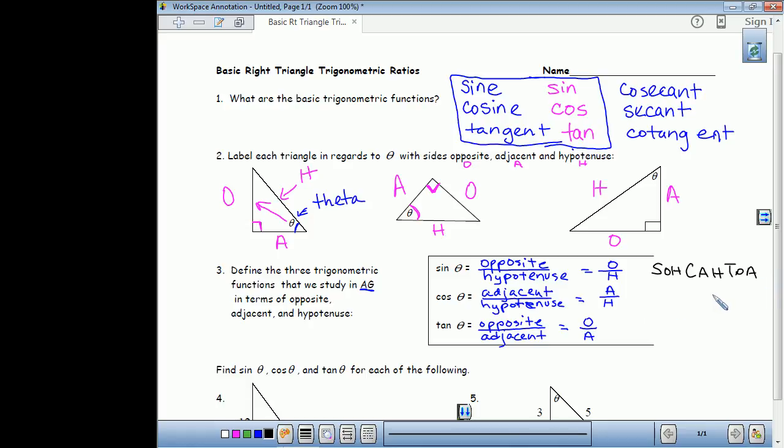So what I'd like you to do is at the top of every paper you get, write SOHCAHTOA. Why is it helpful? Because it tells us that sine is opposite over hypotenuse, that cosine is adjacent over hypotenuse, and that tangent is opposite over adjacent.